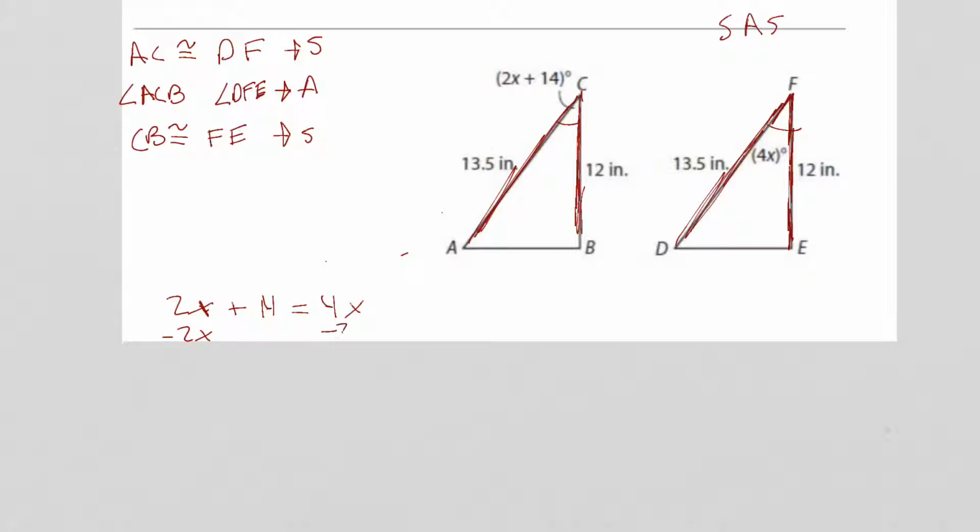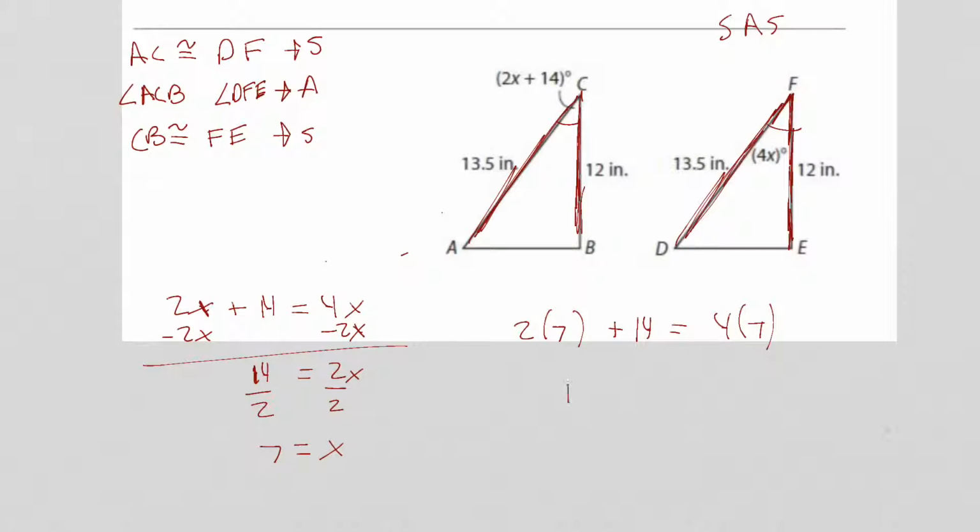So from here, solve for x. I subtract 2x from both sides, and I get 14 is equal to 2x. Then I divide both sides by 2, so x must be 7. And if I plug 7 back in, I'm going to get 2 times 7 plus 14. Is that the same as 4 times 7? If it is, I probably did it right. 2 times 7 is 14. So 14 plus 14, is that the same as 4 times 7, which is 28? And the answer is yes. So I've checked my answer, and this angle is 28 degrees, and this angle is 28 degrees.